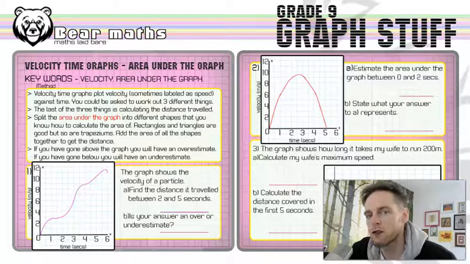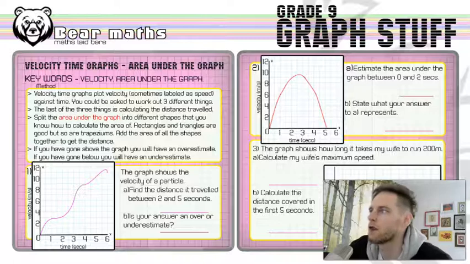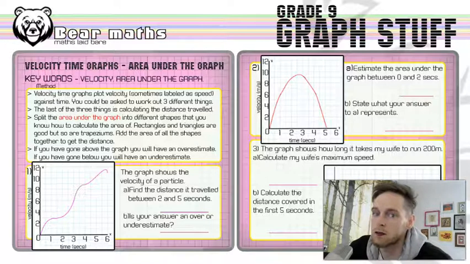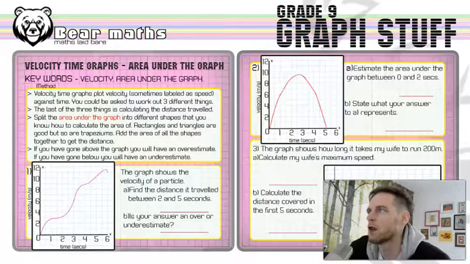This video is on velocity time graphs, and it's about the area underneath the graph. Keywords here are velocity and area under the graph. So velocity is like speed, but it is a vector quantity unlike speed, and a vector quantity means it's got direction and magnitude. Alright, just like in the film, the baddie called Vector.